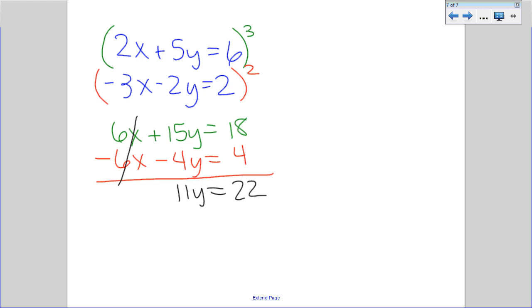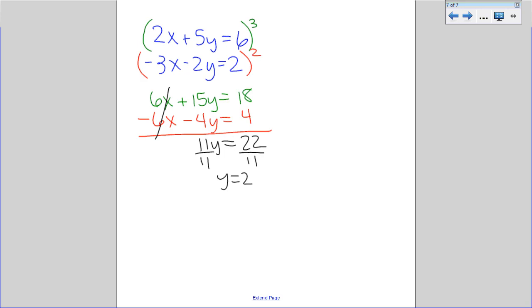I like this a lot. Why? 11 divided by 22? Yep. Divide 11 into 22 and we get y equals 2. That's why I like it, because it gave me an integer answer. And now what am I going to do with that 2? You're going to plug it in to one of the original equations for y. What's 3 times 5? Okay, yeah. All right. Plug that 2 in.